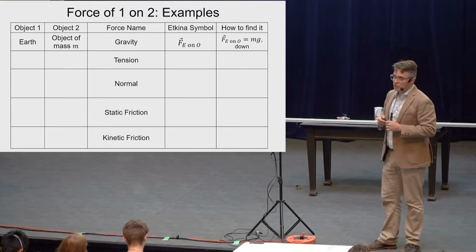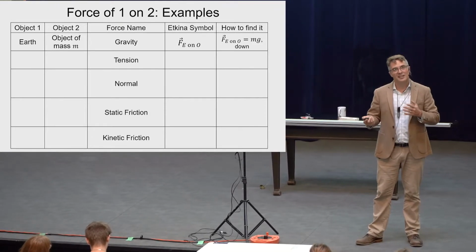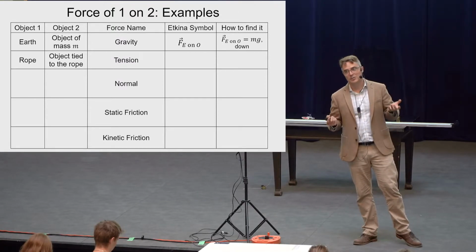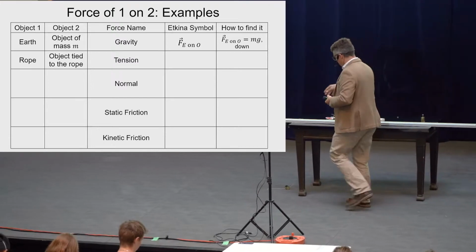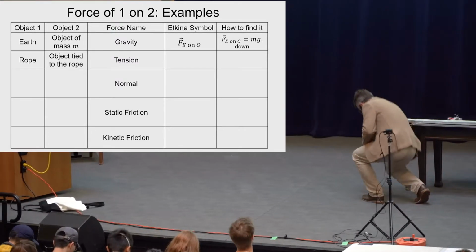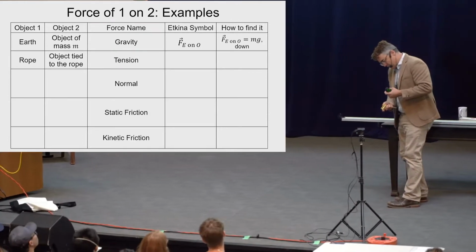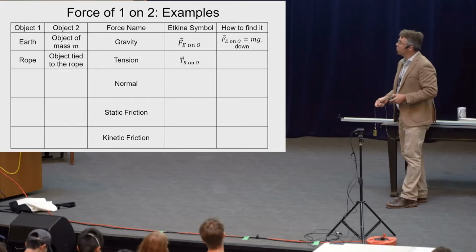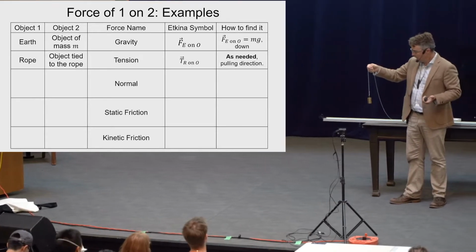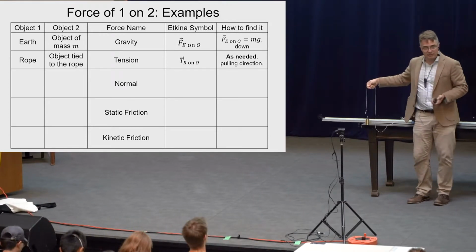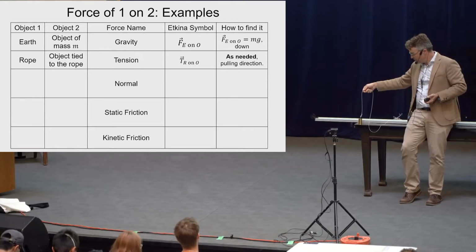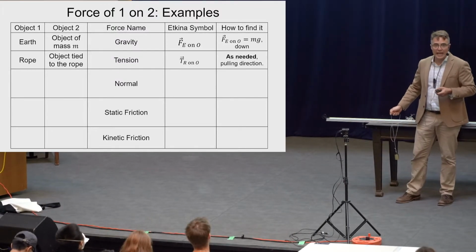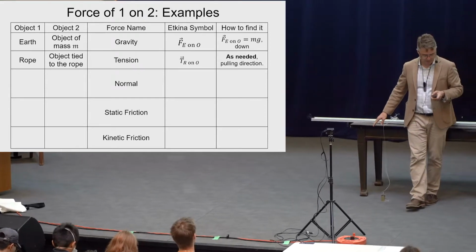Okay, next one is tension. I would say there's usually a rope pulling on an object. The object's tied to the rope or something. An example is this mass right here. I have a string, I tie it to the mass, and then I can pull it around using that tension. It's a pulling force, and it really depends on the situation. You can call it T, rope on O, and it could be 0 if the mass is sitting on the table. It could be really high if the mass is swinging around. It's just as needed. There's no equation for tension, unfortunately.